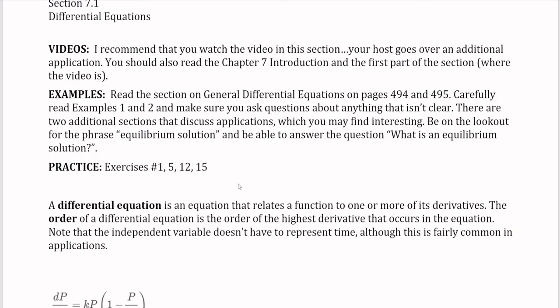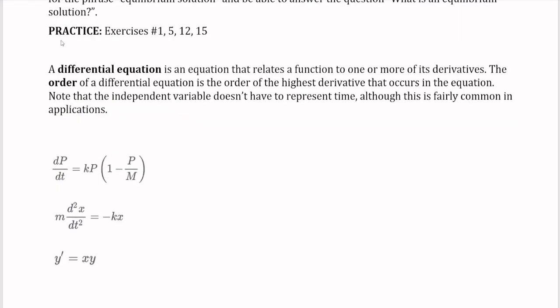So right down here we have this definition and then some examples. So what does this say? A differential equation is an equation, okay, so there's going to be an equal sign, that relates a function to one or more of its derivatives. So this is really it. What is a differential equation? It's just an equation that has a function and a derivative inside the equation. So it's an equation with a derivative in it. Okay, that's it. That's what a differential equation is. It's an equation. It's got a derivative.